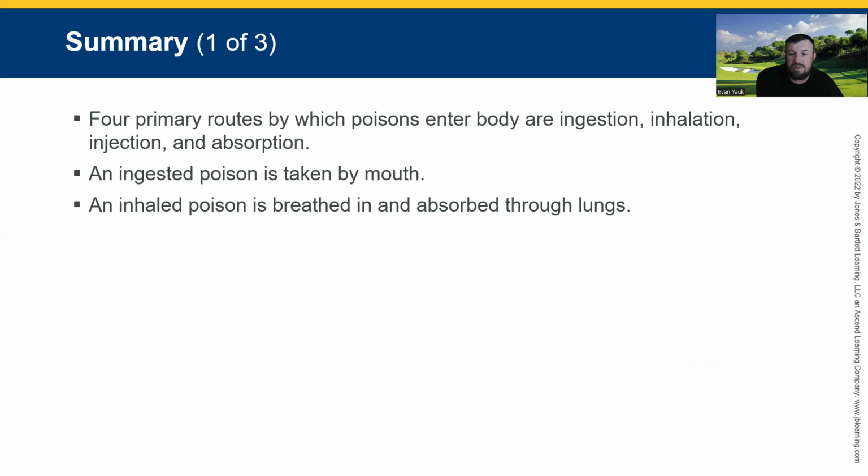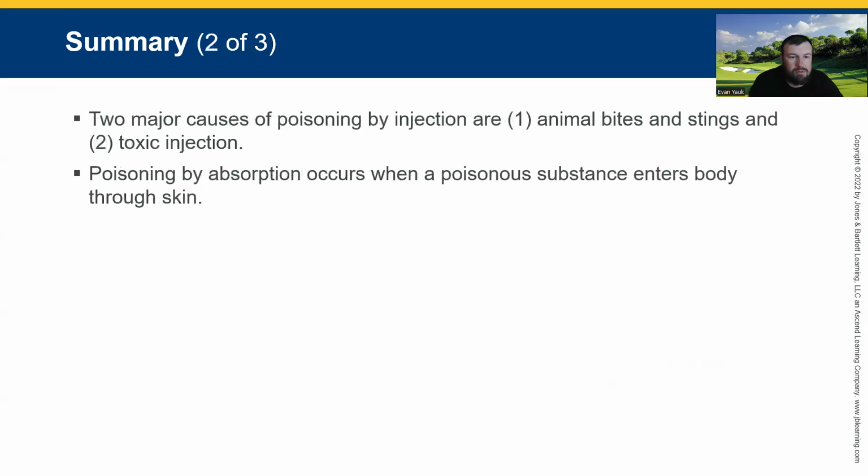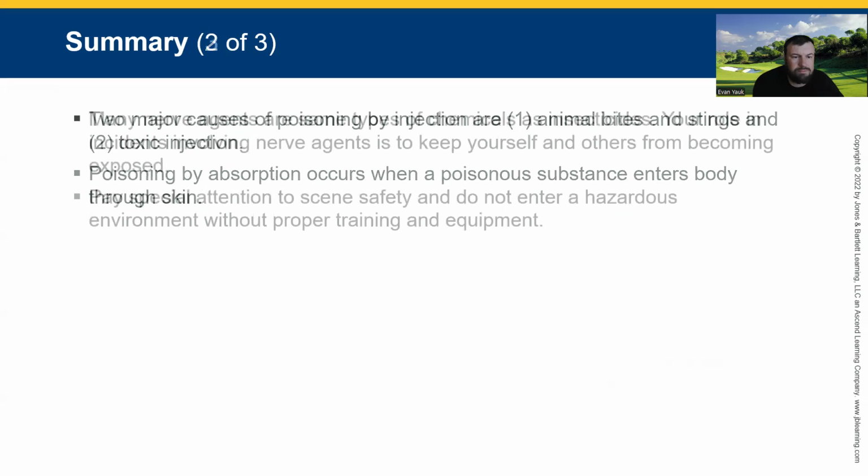So ingestion, inhalation, injection, and absorption. I should know it because I just taught it, but know what they mean. Know the routes. Two major causes of poisoning by injection: one, animal bites and stings, and two, toxic injection. Poisoning by absorption enters the body through the skin.